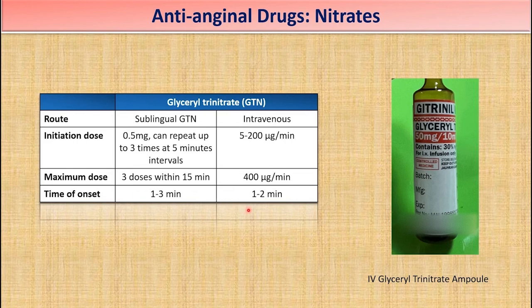Another form of this GTN is the liquid form. On this right-hand image, it demonstrates what an IV GTN ampoule looks like. Again, it can be used in patients with persistent angina, and not commonly, this drug can sometimes be used to control the patient's blood pressure as well. For example, when a patient comes to you with hypertensive emergencies or urgencies.